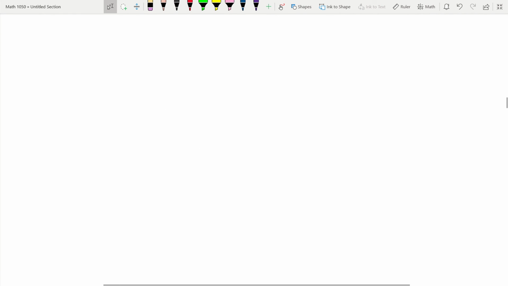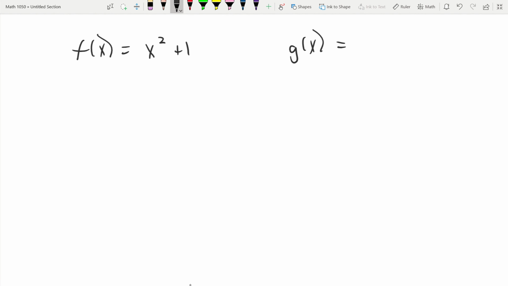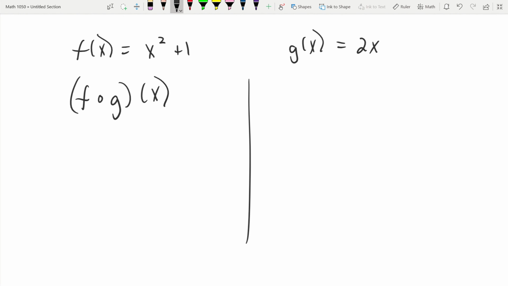Okay, want to do one more thing. What is the difference? Okay, if f of x is x squared plus 1 and g of x is 2x, what is the difference between this and this? Okay. Oh, no, not that. And this. Okay. This, we haven't even done that.